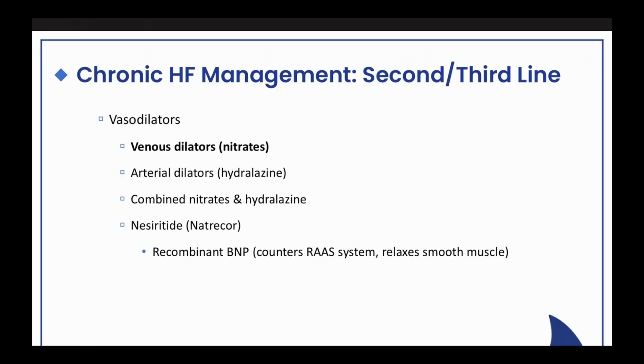Yes? On the previous slides when we were going over first lines, like the ACEs, the MRIs, are you prescribing all of those at once? They get everything. Any other question? Yes? Sorry, I thought you said they get one of each category. Yeah, so all 4. They get 4 drugs.